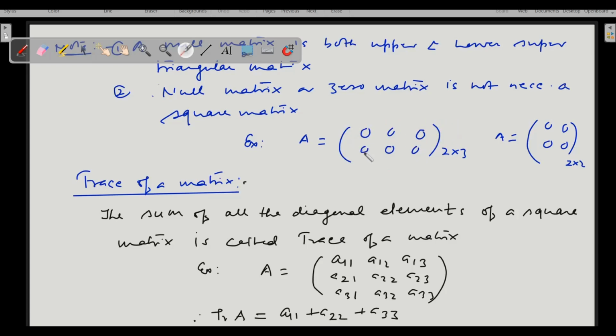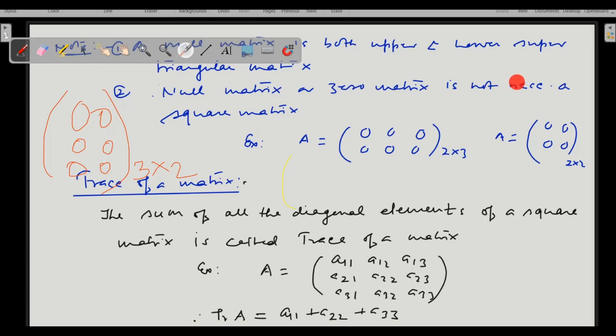Over here 2 rows are there and 3 columns are there, so clearly it is not a square matrix. But over here 2 rows are there, 2 columns are there, so this is a square matrix. So a null matrix need not be a square matrix. Similarly, this type of null matrix might also be there. This is a 3 cross 2 null matrix: 3 rows and 2 columns. So this is the thing.